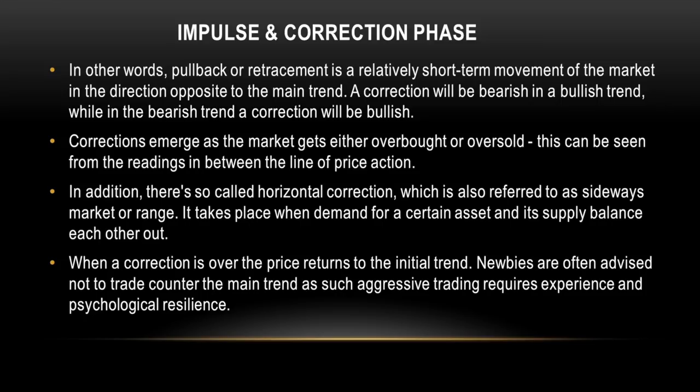Continuing with impulse move and correction. In other words, what we mean by this, guys, is that in impulse moves and corrections, we have pullbacks or retracements. These are relatively short-term movements of the markets in a direction opposite to the main trend. A correction will be bearish in a bullish trend, while in a bearish trend, a correction will be bullish.